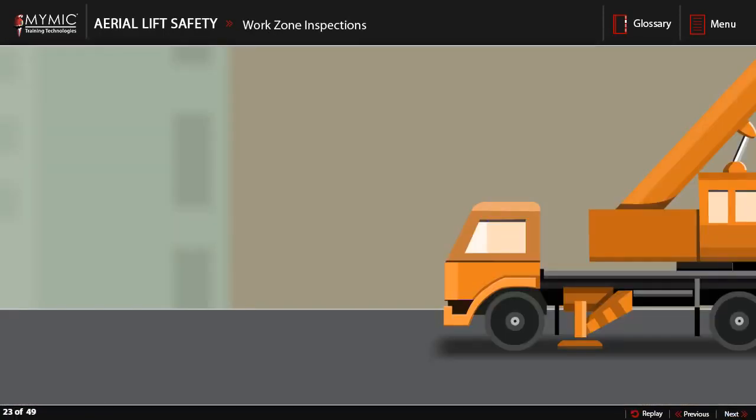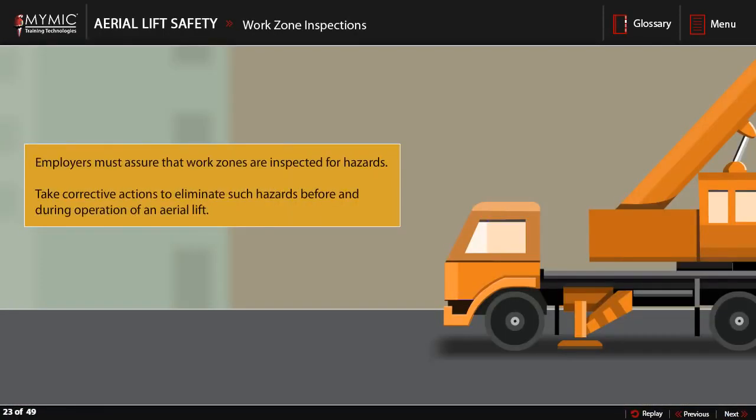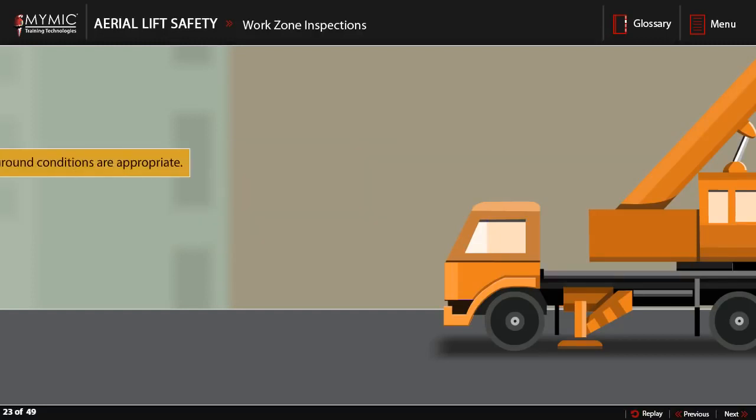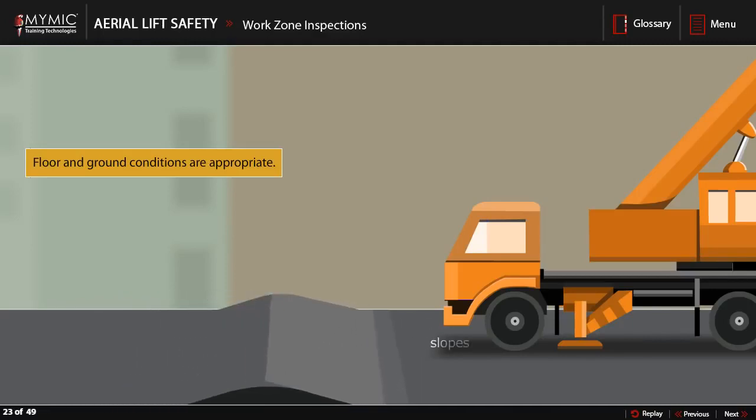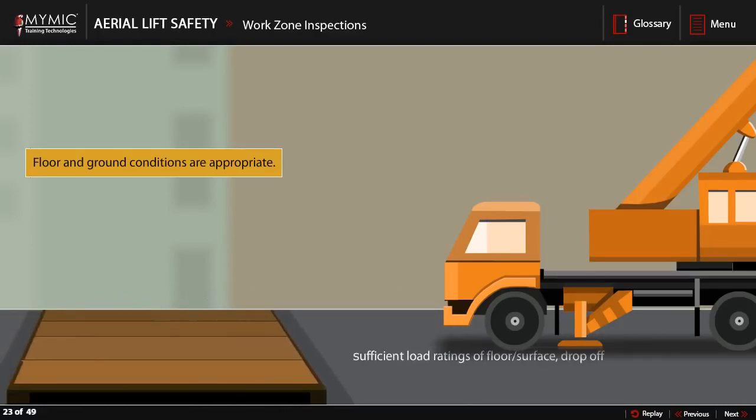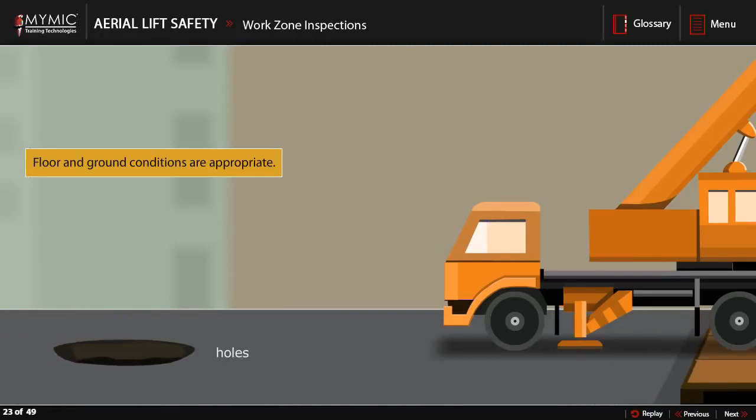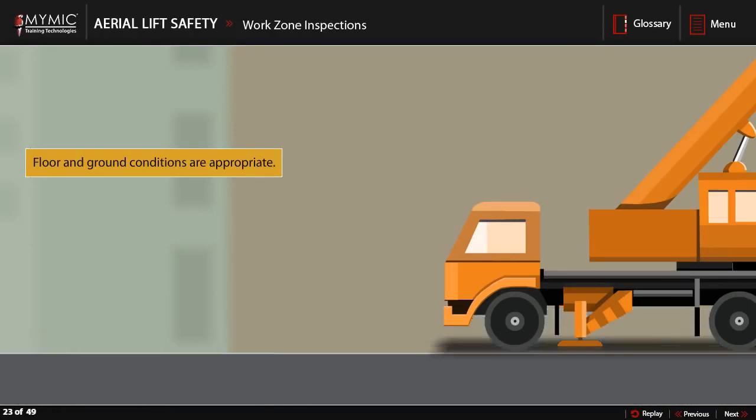Work zone inspections. Employers must assure that work zones are inspected for hazards and take corrective actions to eliminate such hazards before and during operation of an aerial lift. Items to look for include floor and ground conditions are appropriate. It should be free of slippery conditions, uneven surfaces, obstructions, and significant slopes. Sufficient load ratings of floor, surface, drop-offs, holes, or unstable surfaces such as loose dirt.